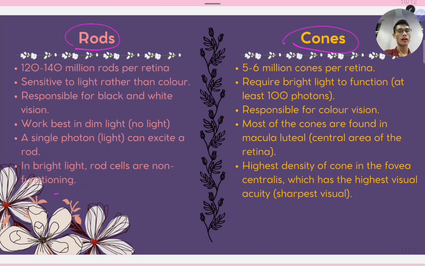How about the cones? There are 5 to 6 million cones per retina. They require bright light to function, at least 100 photons, and are responsible for color vision. Most of the cones are found in the macula lutea, which is located in the central area of the retina. The highest density of cones is in the fovea centralis, which has the highest visual acuity, meaning it is the area that can create the sharpest vision.